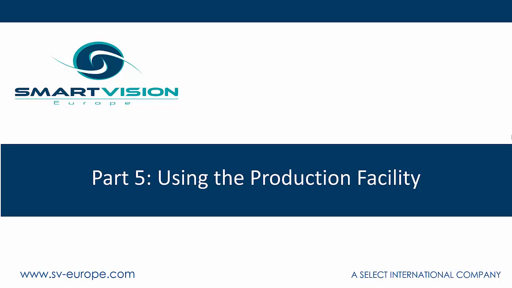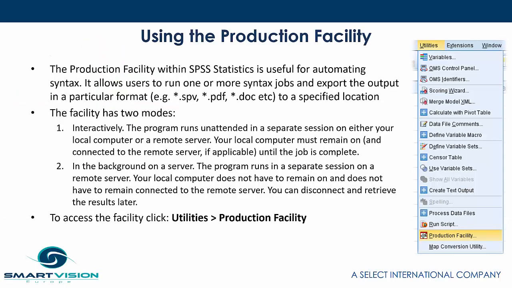In our final section looking at getting started with SPSS syntax, we're actually going to look at something called the production facility. The production facility is a really useful utility within SPSS Statistics that makes automation easier for people that want to automate their analysis. It is possible to automate your analysis using a combination of the production facility and SPSS syntax.